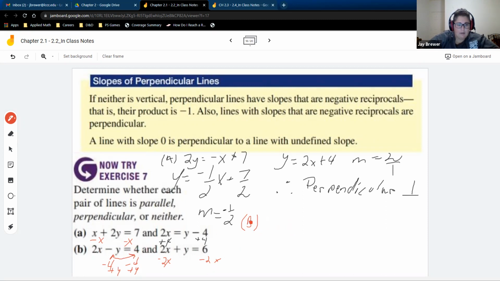We're subtracting 4 and adding y. So it's going to be y equals 2x minus 4. Yep. And then the other line will be y equals negative 2x plus 6. So you're looking at a slope equal to 2 and a slope equal to negative 2. So those are not parallel and those are not perpendicular, so they are neither.